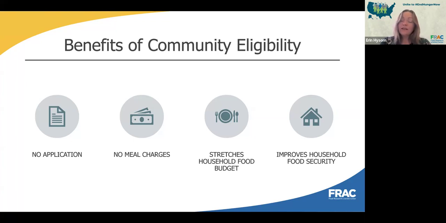Research has also shown us that the household grocery shopping is changed as well. When a school adopts community eligibility, families buy better quality meals at the grocery store for their own dinner tables. Next slide, please.